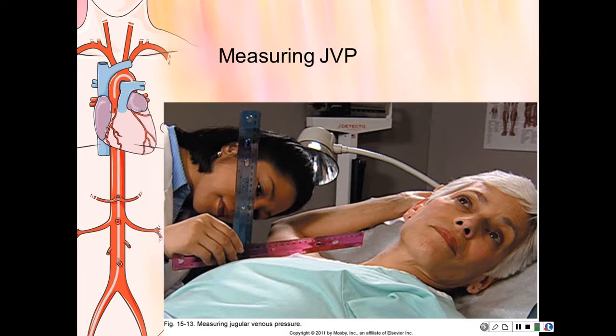So you're measuring the jugular venous pressure by having one ruler flat and one ruler making sure you have a 90-degree angle, and then you're going to look to see where it pulsates with tangential light.